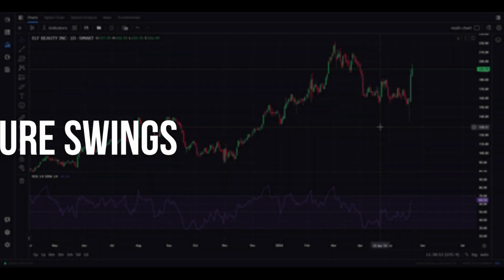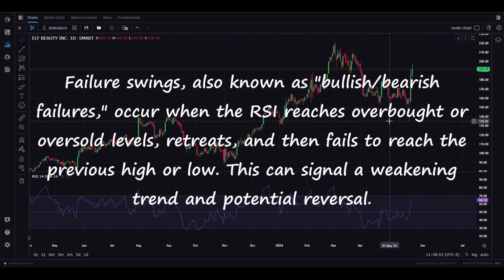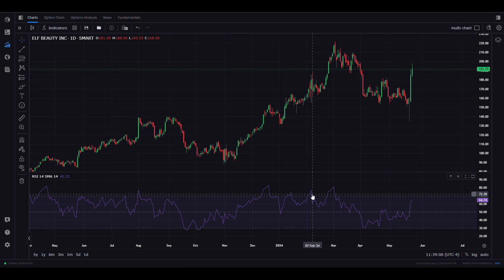Failure swings. Failure swings, also known as bullish/bearish failures, occur when the RSI reaches overbought or oversold levels, retreats, and then fails to reach the previous high or low. This can signal a weakening trend and potential reversal.